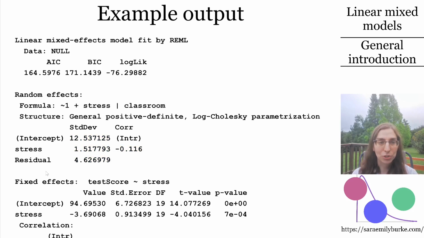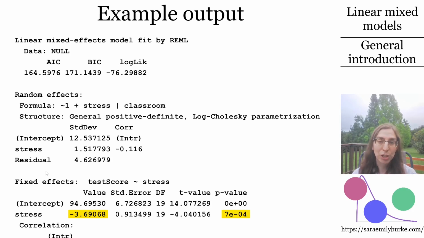The next major section is called fixed effects, and it is what we usually care the most about. This is where you'll find a table much like the regression tables you're already accustomed to. The overall relationship between stress and test scores is negative, such that 1 unit of stress was associated with around 3.7 percentage points lower test scores within classrooms, and this negative relationship is statistically significant.